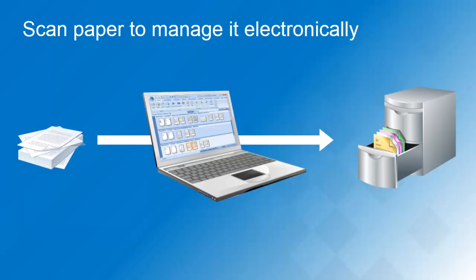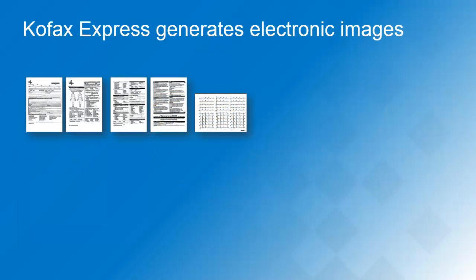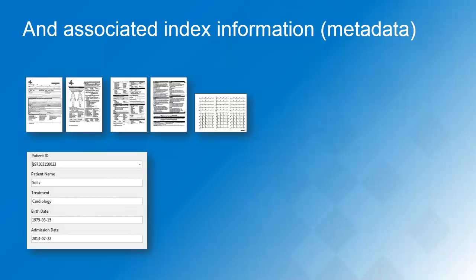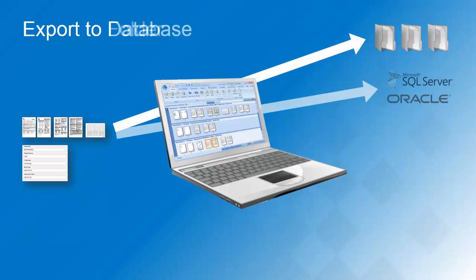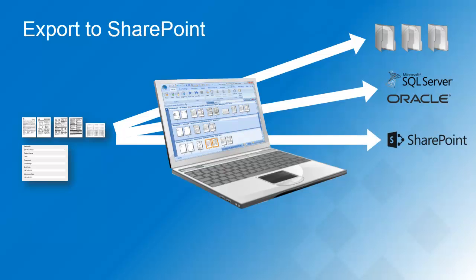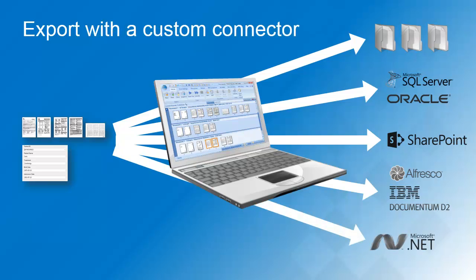Kofax Express generates two kinds of data types: electronic document images, and for each document image, associated index information, also known as metadata. Probably the most popular way of managing documents electronically is in a folder structure. But you can also export documents directly to a database like SQL Server or Oracle, or export to Microsoft SharePoint, or a content management system. Or you can create your own custom export connector to export to virtually any possible system.